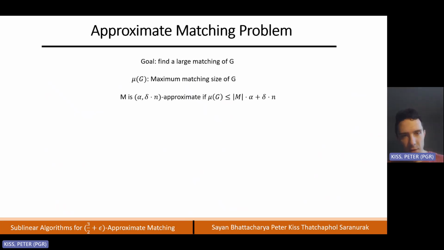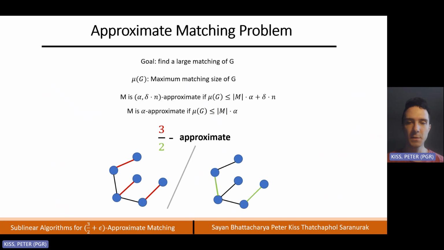And we'll say that a matching M is alpha multiplicative and delta additive approximate if mu of G is at most the size of M times alpha plus delta n. And we'll just say that it's multiplicative alpha approximate if there's no additive slack. So this would be a 3/2 approximate matching.